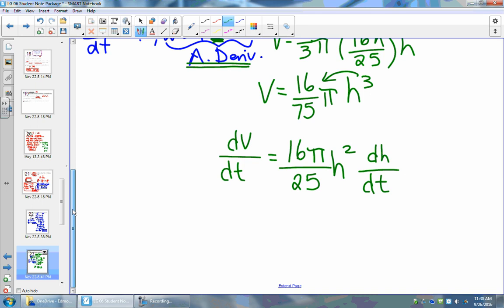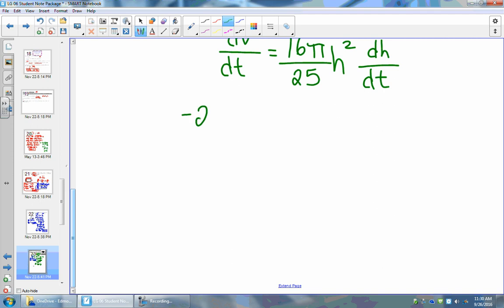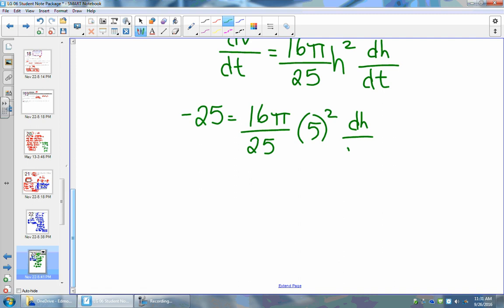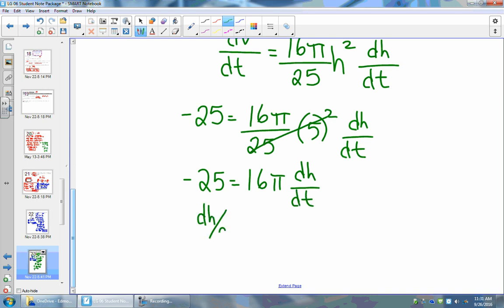So dv over dt was negative 25. 16 pi over 25. H, remember we said, was 5 squared, and then we're solving for dh over dt. So you can see how this all comes together really nicely. Simplified, negative 25 is obviously just going to be equal to 16 pi because those are going to cancel. dh over dt. So dh over dt is going to be negative 25 over 16 pi centimeters per second, because again, we're talking about height.